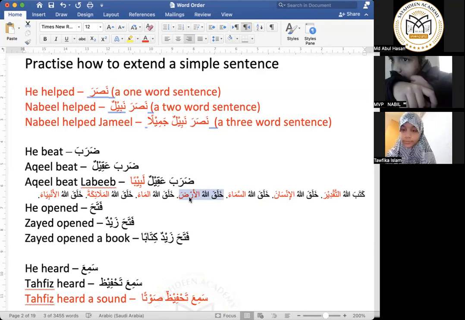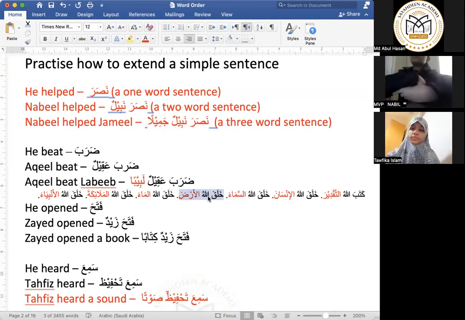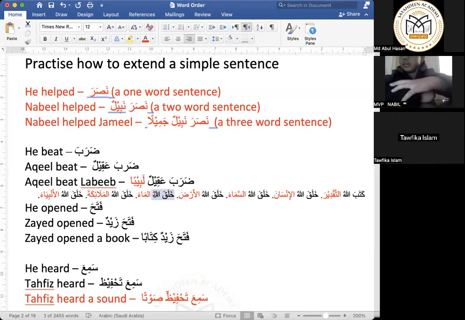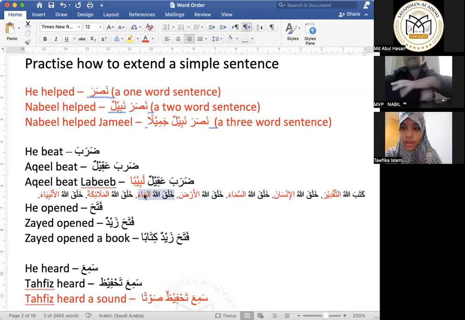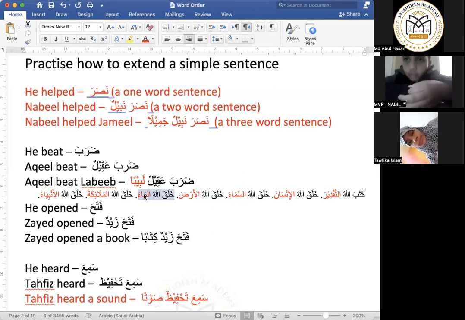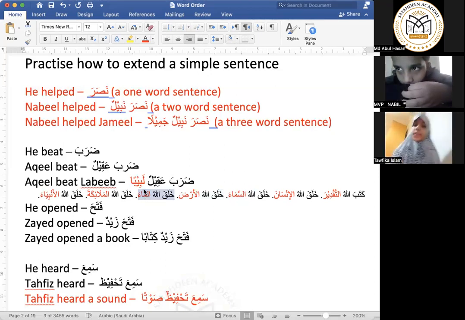خلق الله الأرض. Allah created the earth. Very good. Next one now, Tawfiqa. خلق الله الماء. Allah created the water. Next one, Nabil. خلق الله الملائكة. Allah created the angels. Next, Tawfiqa. خلق الله الأنبياء. Allah created the prophets.